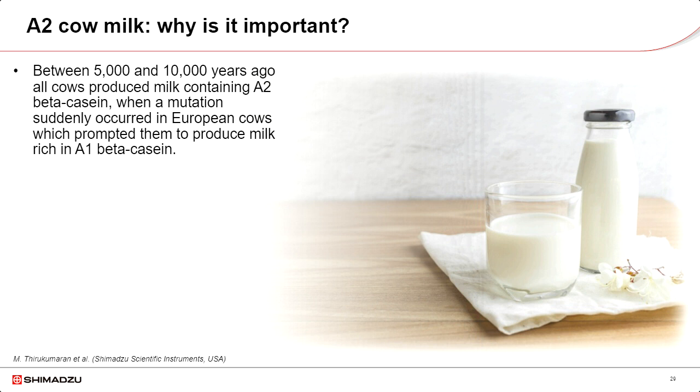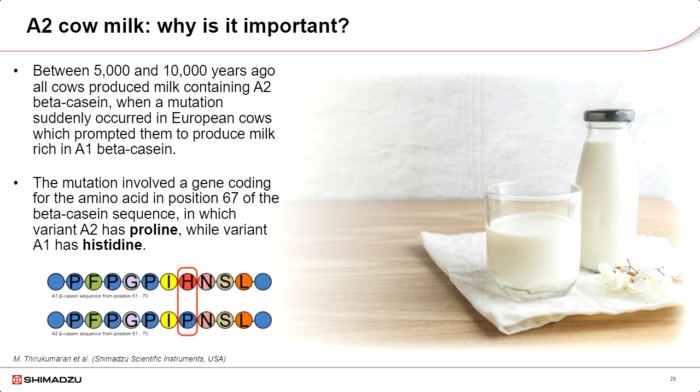About 10,000 years ago, all cows were producing milk with A2 beta-casein. However, a genetic mutation affected European cows, prompting them to produce milk with A1 beta-casein. The human body, which was able to easily absorb A2 milk, has not yet fully adapted to metabolize A1 milk, which is why side effects may occur. The mutation involved the gene coding for the amino acid in position 67 of the beta-casein, where the A2 variant has proline, while the A1 variant has histidine.